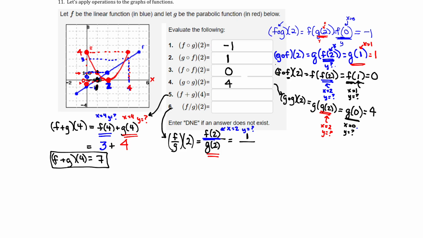G of 2, well, that's my red curve, and I'm saying when x is 2, what is the corresponding y value on the red curve? So when x is 2, notice I'm right here at the bottom of this parabola, so what is my y value? My y value here is 0. And so what do we get here? We get 1 divided by 0, and we know we can't divide any number by 0, right? That's a no, absolutely not. And so when that occurs, that's when we have to write this symbol DNE, or does not exist. And so let me just fill in. F divided by g of 2 is does not exist. F plus g of 4 is 7, and I think we have finished this problem.